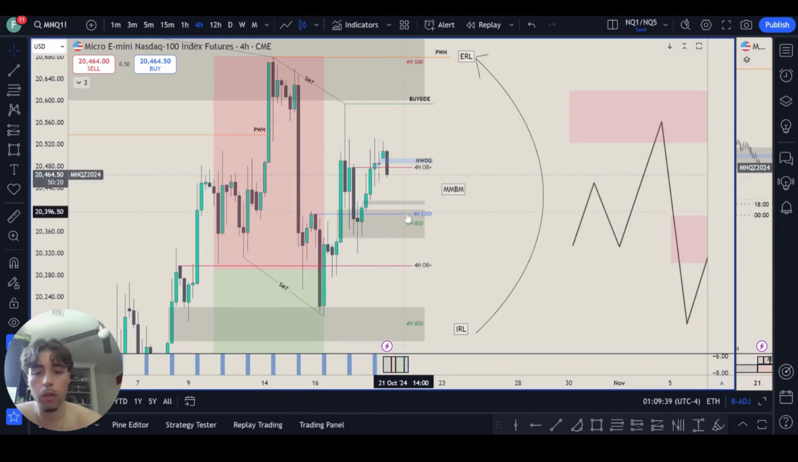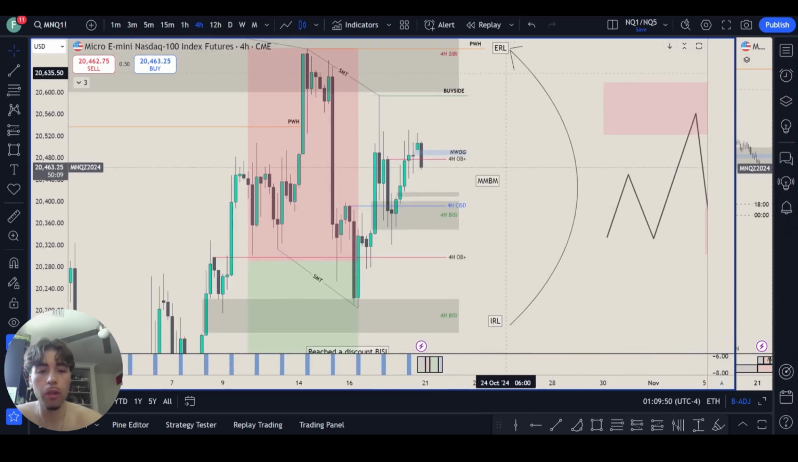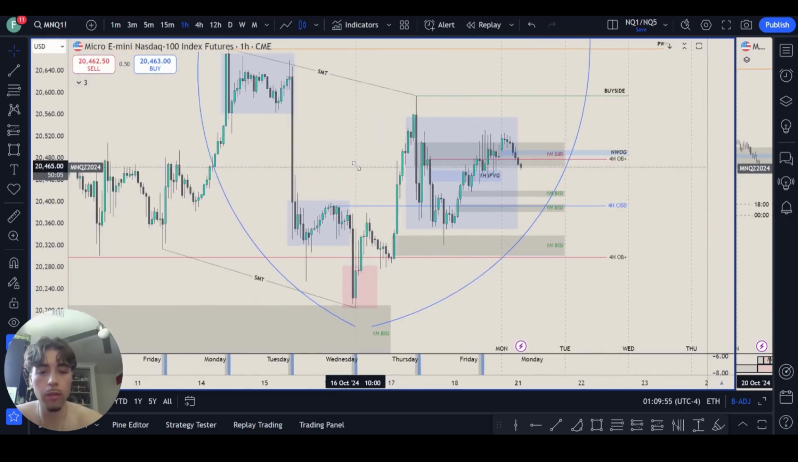Okay, and we're going to look to maybe short term, we might manipulate lower, rebalance, sweep liquidity down here, and then look to target these resting buy side up here. So IRL to ERL move up here. And on the 1 hour, this is where it looks kind of juicy.